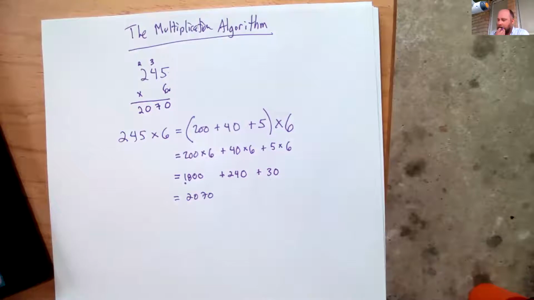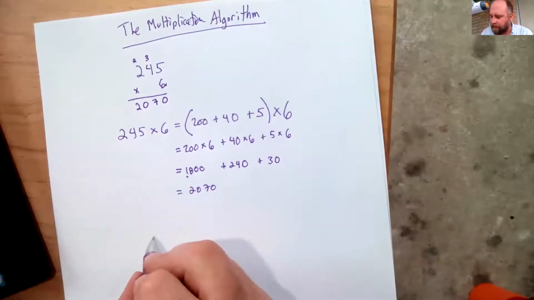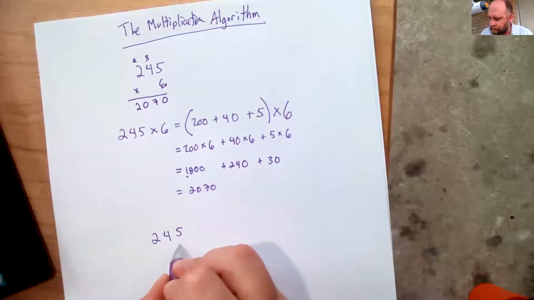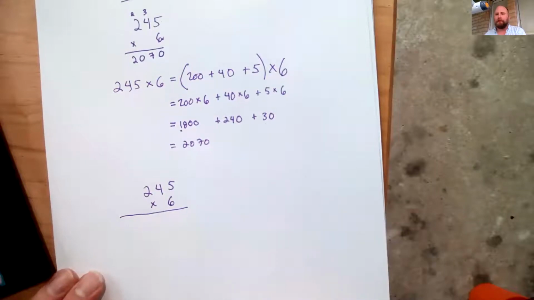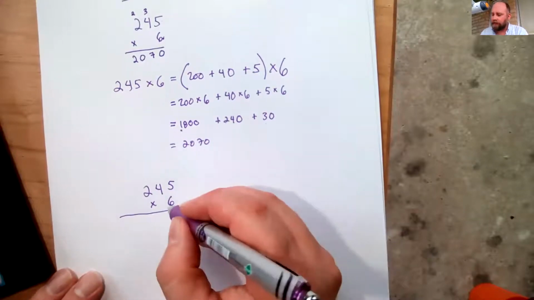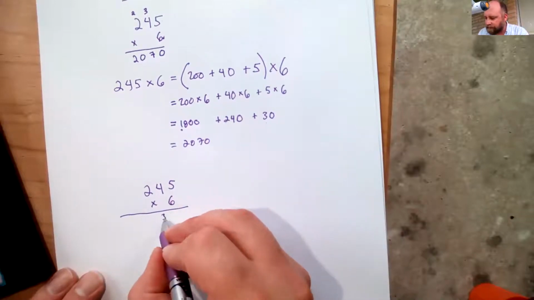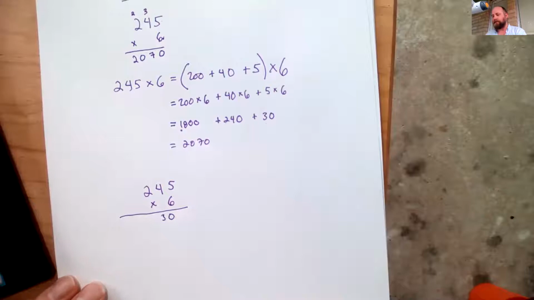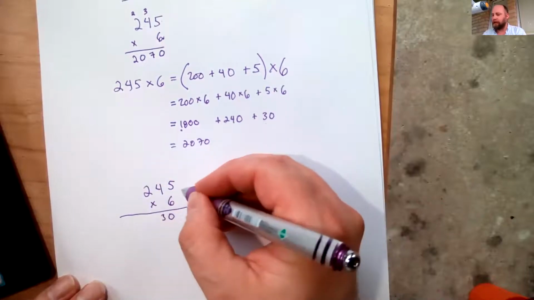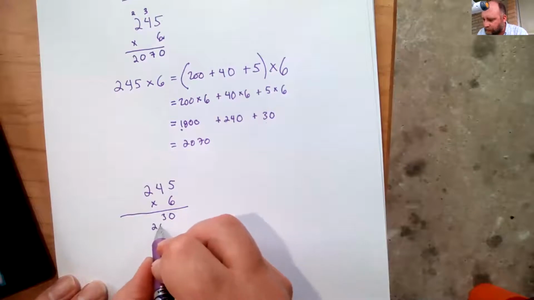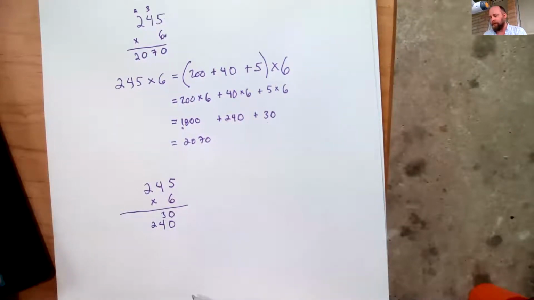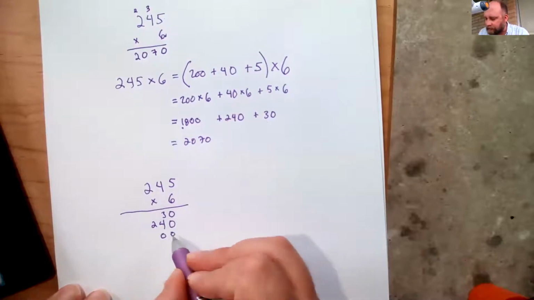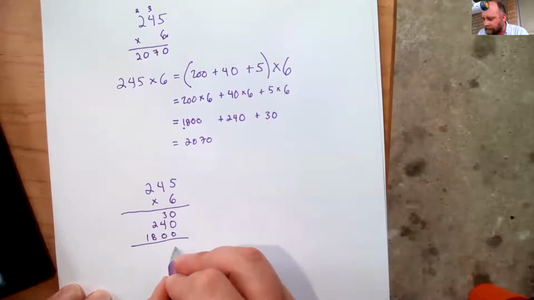A slightly less compact way of doing this would be to give each of the 3 multiplications that we do its own row. So 6 times 5 is 30. 6 times 4 is 24, but the 4 is really a 40. So I get 240. And 6 times 2 is 18, but the 2 is really 200, so I add 2 zeros, 18, and then I add.